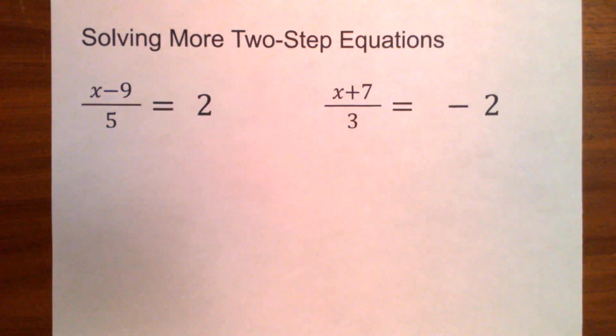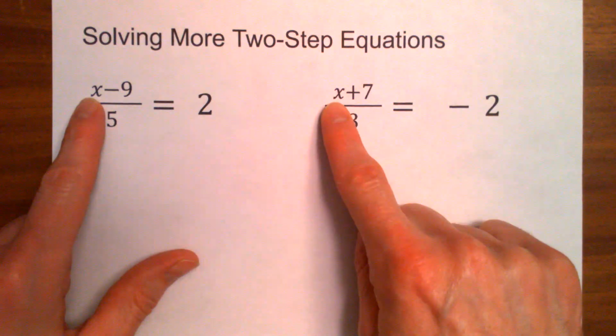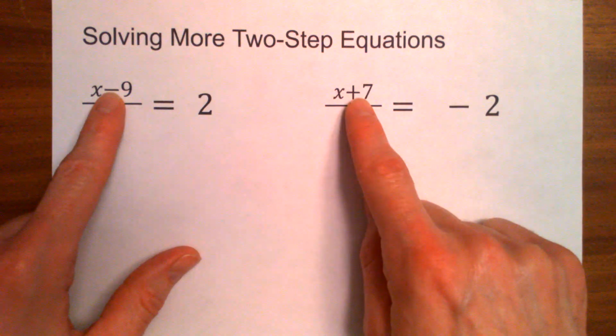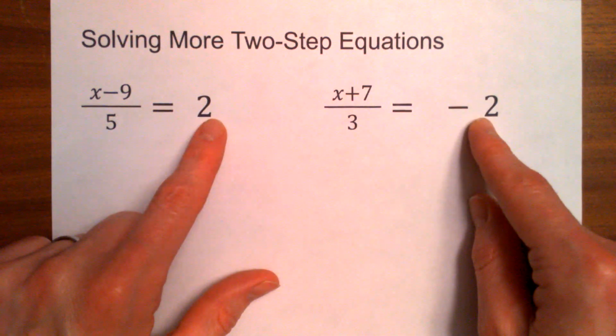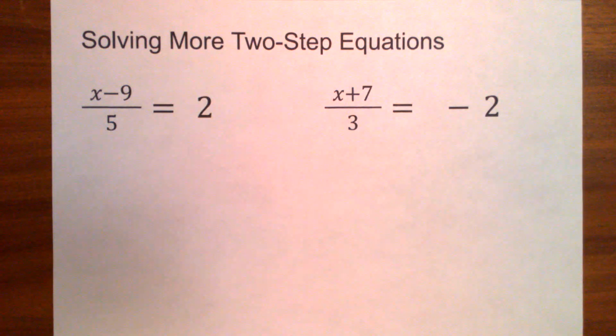Hello. In this video, I'd like to show you how to solve a couple of equations that are set up slightly differently than what you're used to seeing. In both of these, we start with some unknown number, and then we'll either subtract from it or add to it, and then we divide it by a number to get an answer. So that's in a slightly different order than what you're used to seeing, maybe. But it's not going to be a problem. We can solve this just fine.